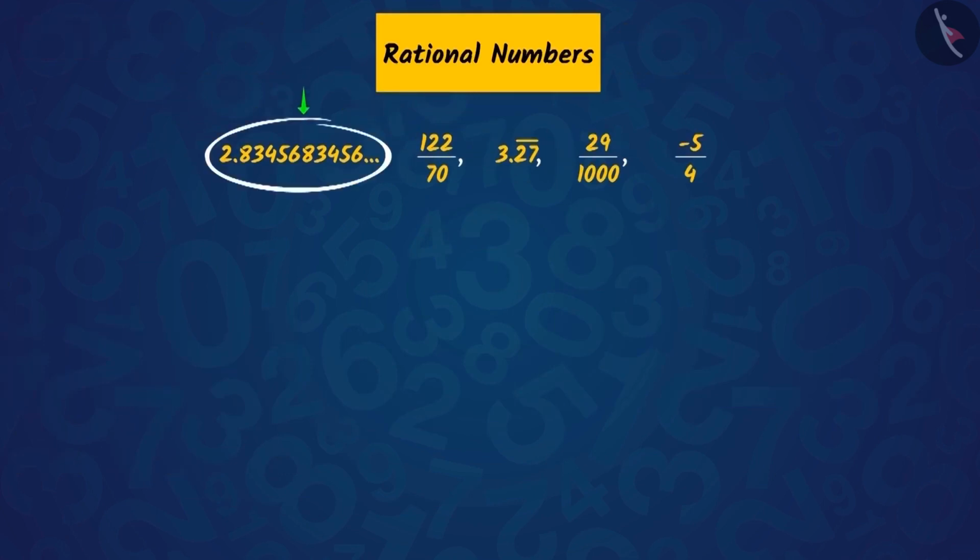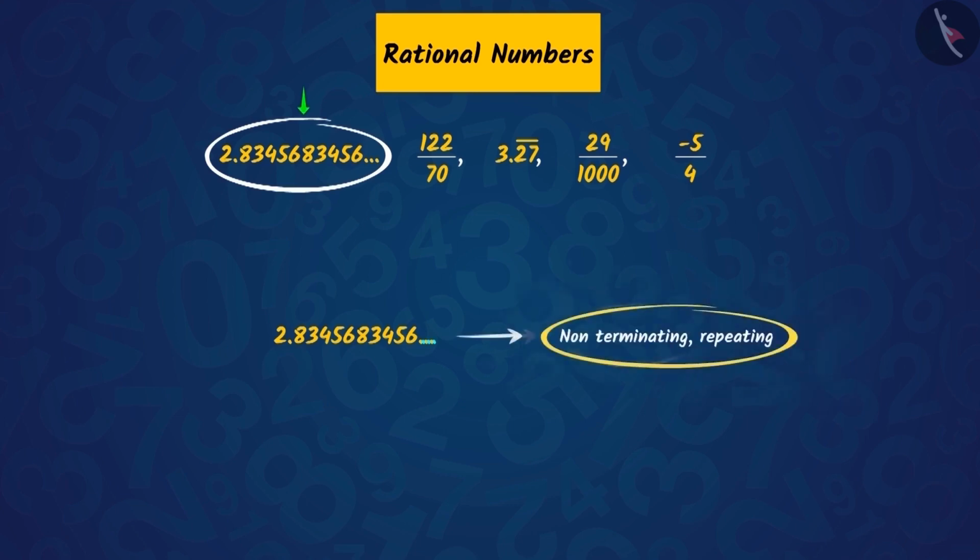Moving forward, if we observe the decimal expansion of this number, we can see that these 3 points at the end of the number tell us that the decimal expansion is non-terminating, and the digits after the decimal 8, 3, 4, 5 and 6 are recurring. So, the decimal expansion of this real number will be non-terminating, repeating. We can also write this number in this way by putting a bar. What do you understand by this bar above the digits?